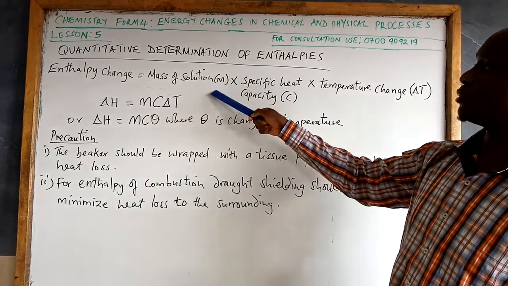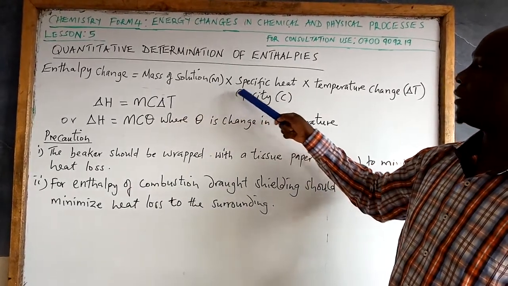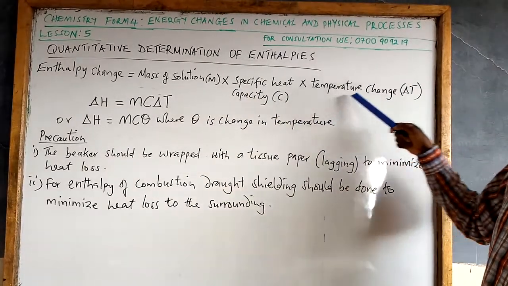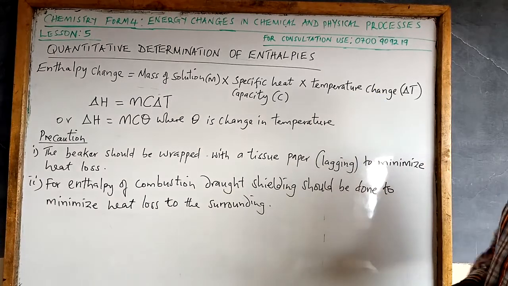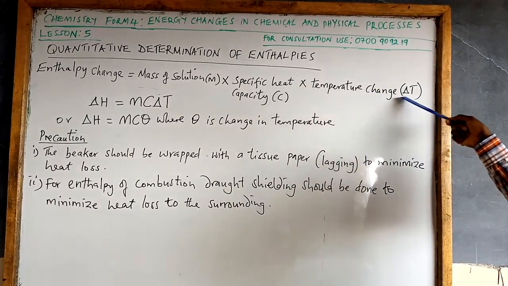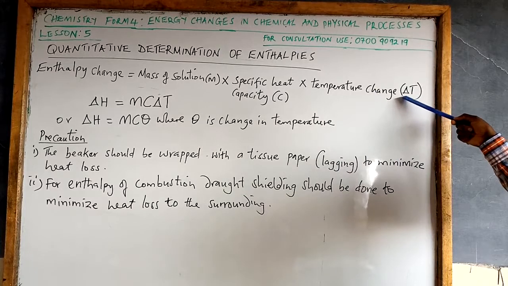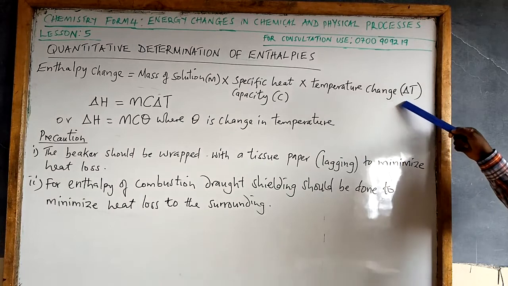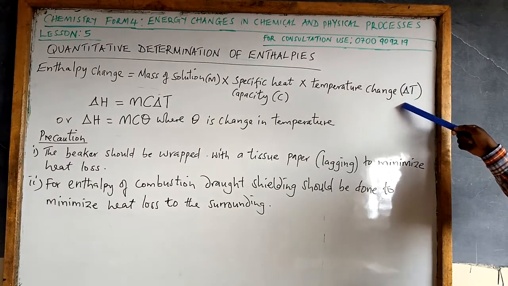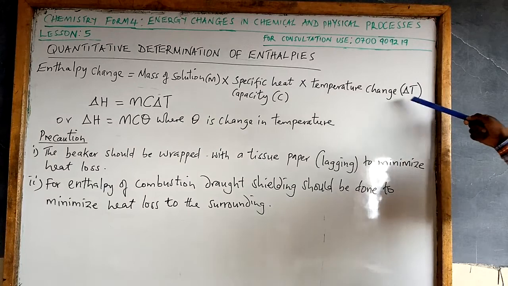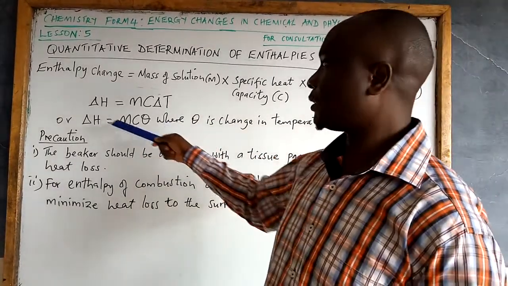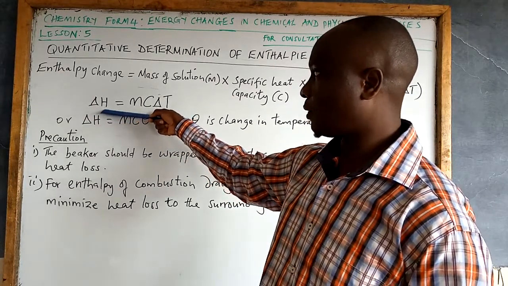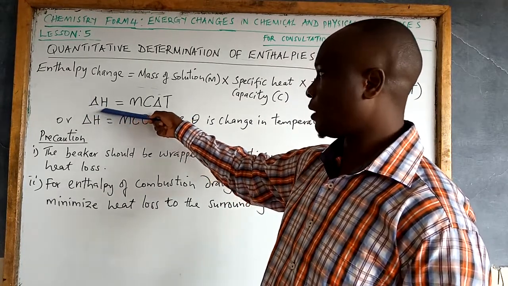You take the mass of the solution, multiply by specific heat capacity, which we give the letter C, and multiply by the change in temperature during the experiment, denoted by delta T. The sign delta, as I explained in the second lesson, I believe, refers to change in. T is for temperature. In symbols, delta H is the change in enthalpy, H.